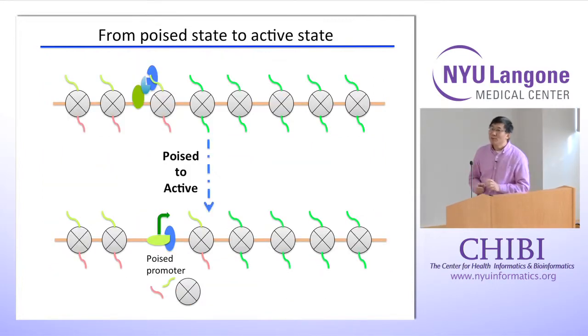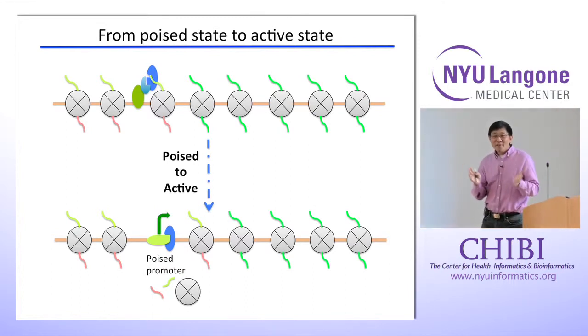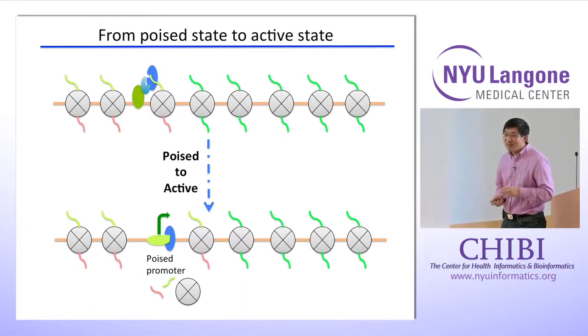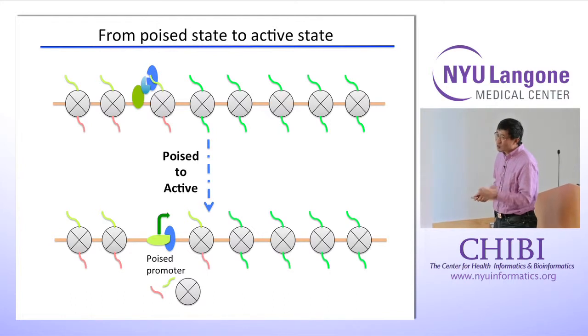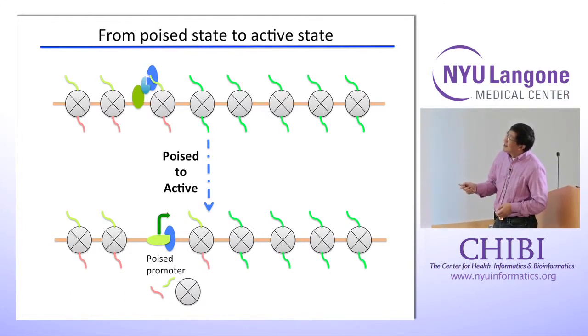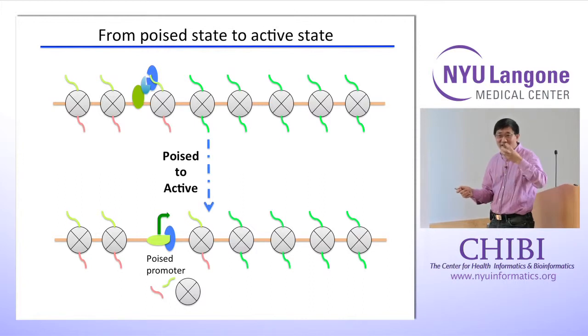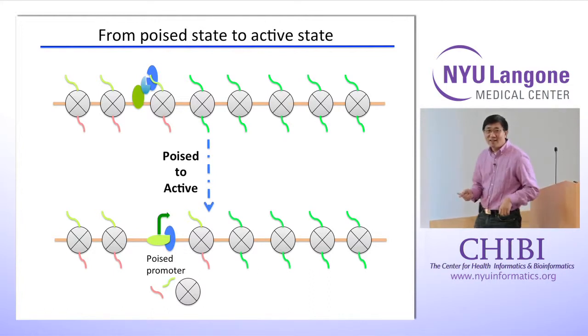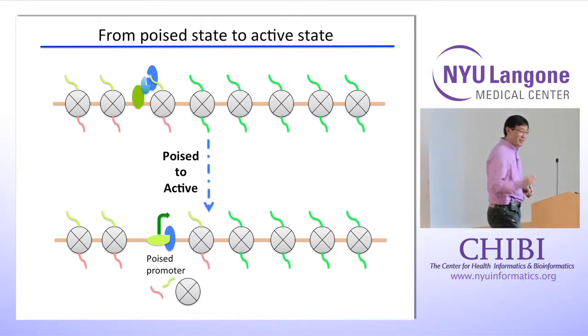This shows how a poised group of genes is switched to the active state. So when a developmental signal comes to the site, it will find these bivalent nucleosomes and kick out a nucleosome, get the sequence exposed, then start the transcription initiation.